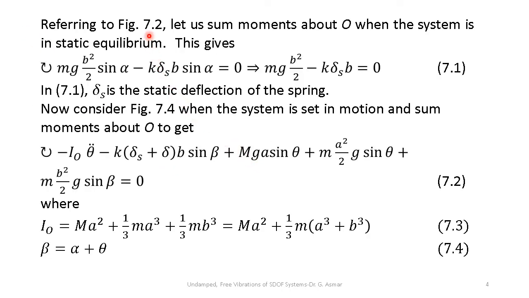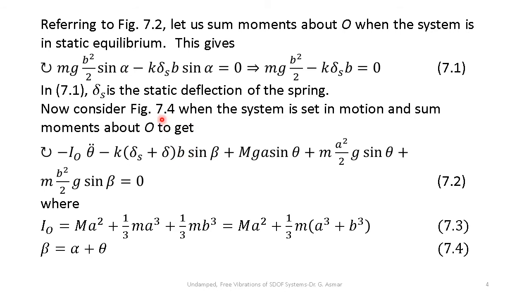Looking now at figure 7.2, where the system is in static equilibrium, we sum moments about O, and we get the following equation: m g b squared over 2 minus k delta s b equals 0. That's equation 7.1. Again, here delta s is the static deflection of the spring, and we dropped sine alpha from the equation. Next, we set the system in motion, and we sum moments again about point O.